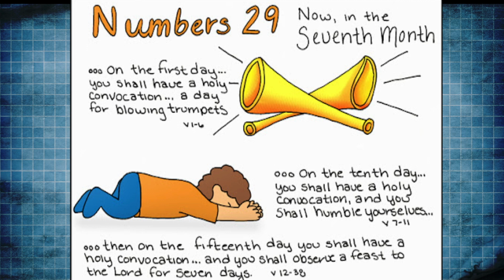Holy convocation. Afflict yourselves, you shall do no work, but you shall offer a burnt offering to the Lord, a pleasing aroma, 1 bull from the herd, 1 ram, 7 male lambs a year old, and see that they are without blemish. So you get the idea there. You go through a lot of bulls, a lot of rams, and a whole lot of lambs. Who's raising all this? You know, that's a lot to be raised.